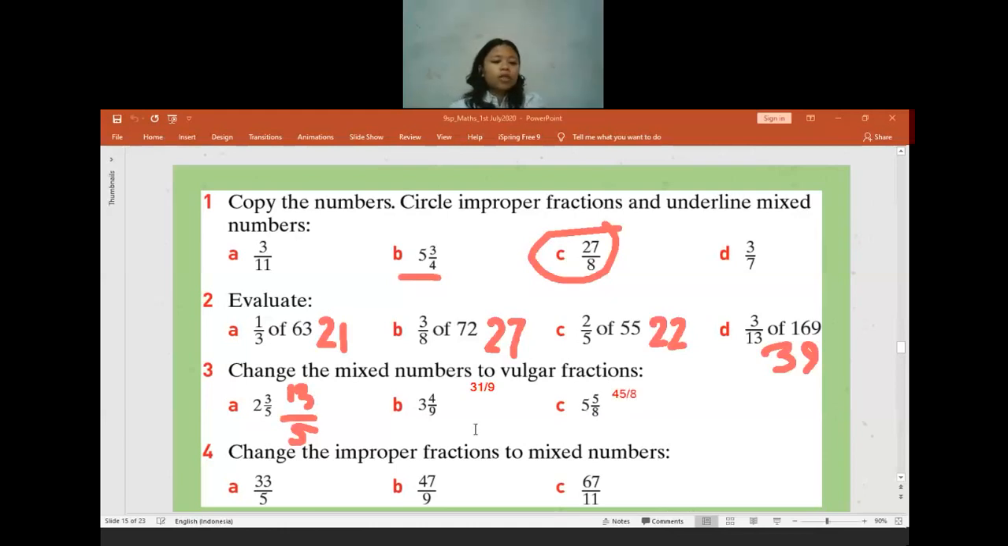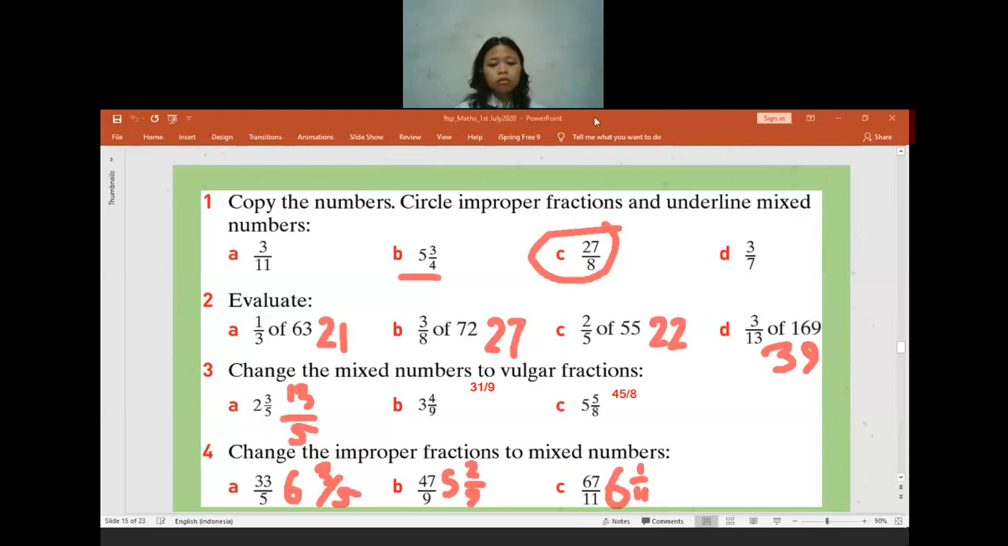Okay. For question 4, anyone want to help me change into the mixed number? 6 3 per 5. Okay, good job. What about question B? My writing is ugly. How many for question B? 5 2 per 9. Okay. Is there anyone confused? Okay, for question C, how many will it be? 6 1 per 11. Good job. Is there anyone confused?